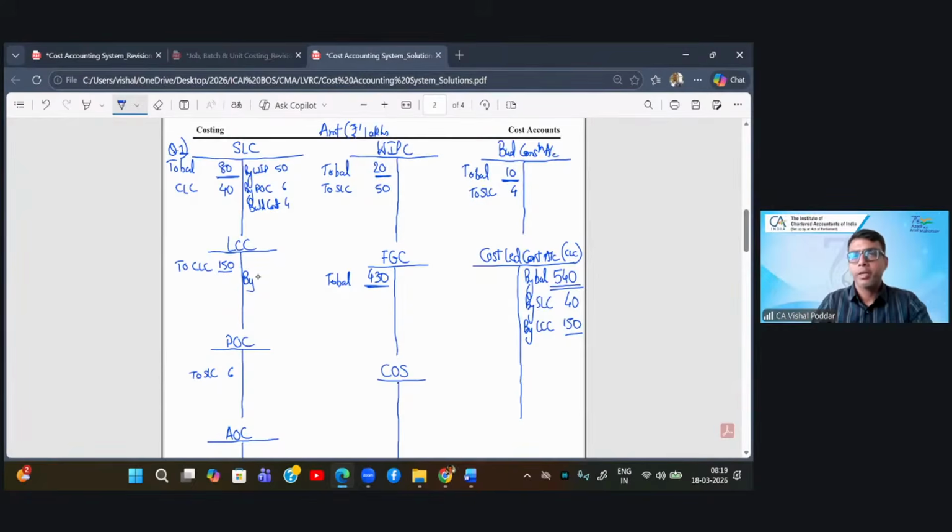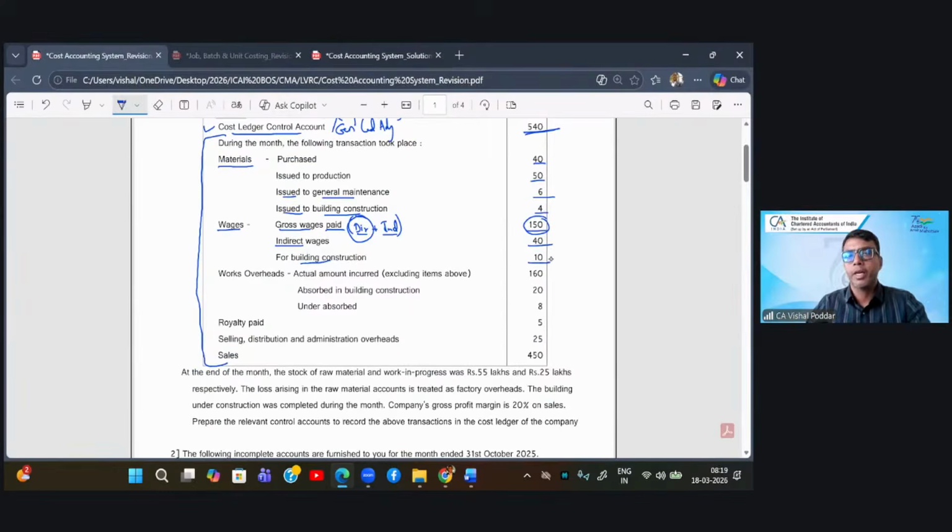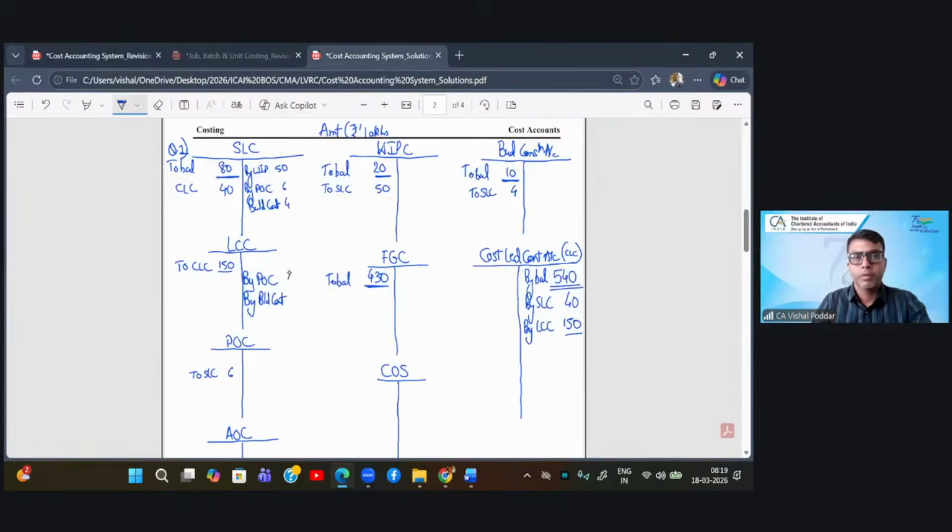So, by indirect, where indirect will go, I hope now you all know it will go to POC, and then you have something for building construction. So 40 is indirect, 10 is building construction. So 40, 10. This 40 gets posted here.